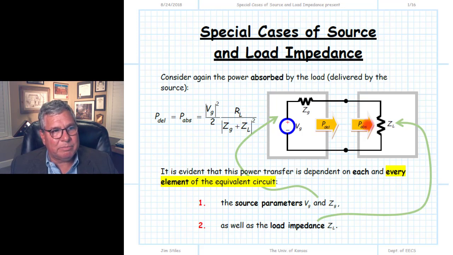RL is simply the real part of ZL. And because we take the real part of ZL, it is a real number as well. And so this result is real, so that makes us feel better.